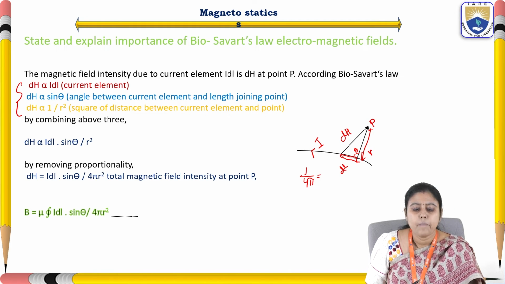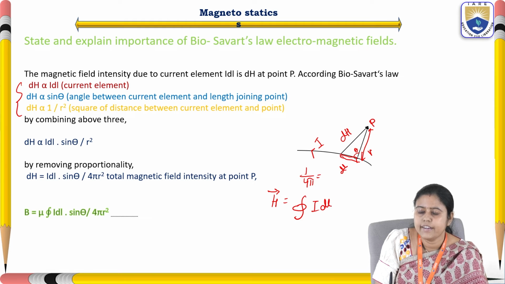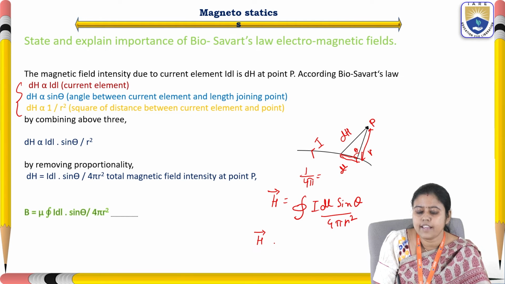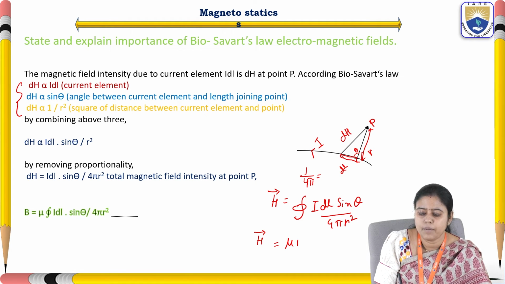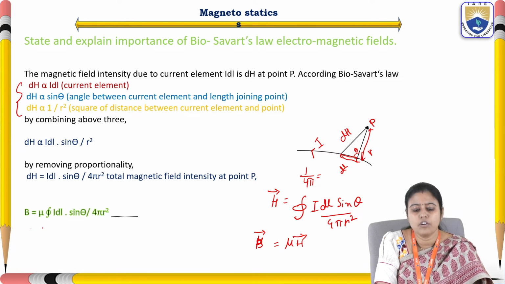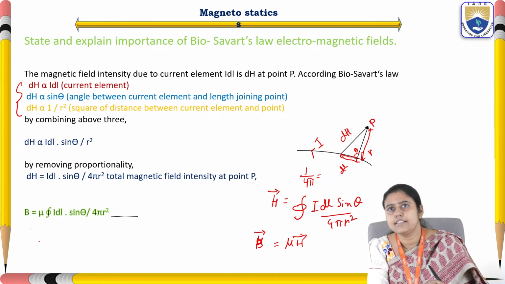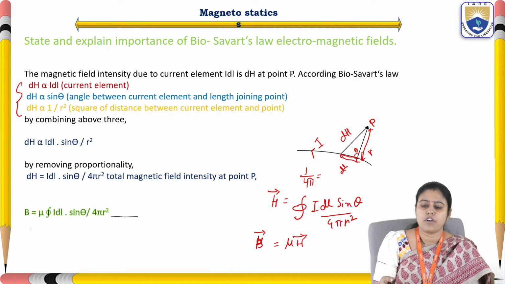So what is B? We know that H is equal to the integration in a closed path of I dl sine theta by 4 pi r square. And the relation between H and B is B is equal to mu into H. So B is equal to mu times the integration of I dl sine theta by 4 pi r square.